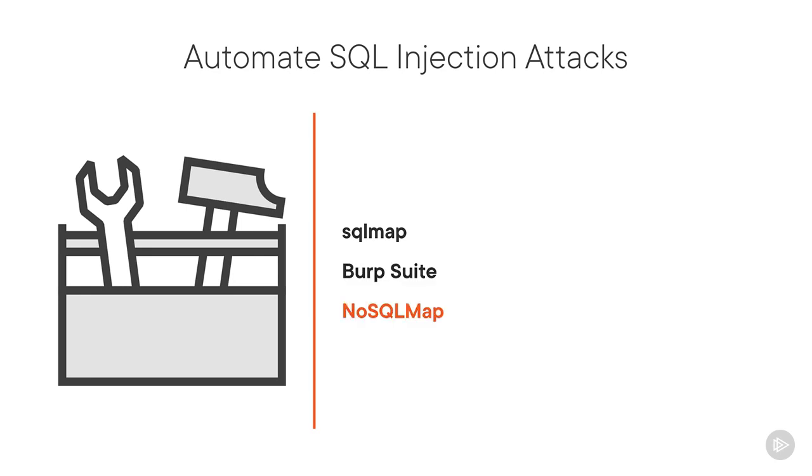Another tool I'd like to mention is NoSQL-map. This is a tool specifically designed to find injection vulnerabilities in non-relational or NoSQL databases. In the next clip, let's look at SQL-map in practice, in a demo.